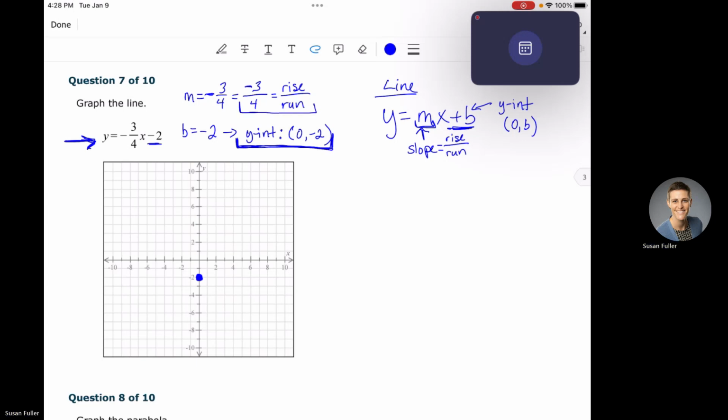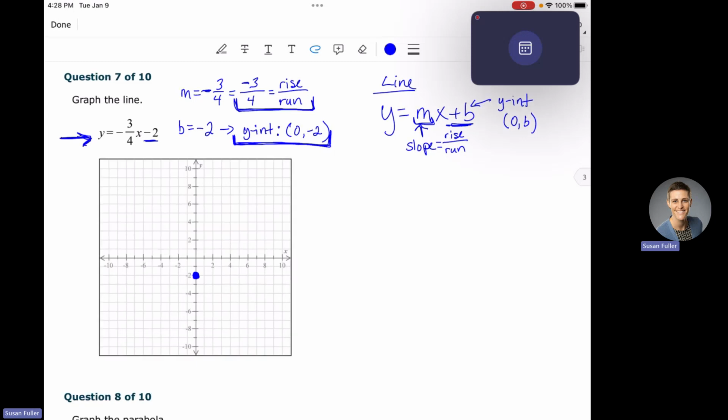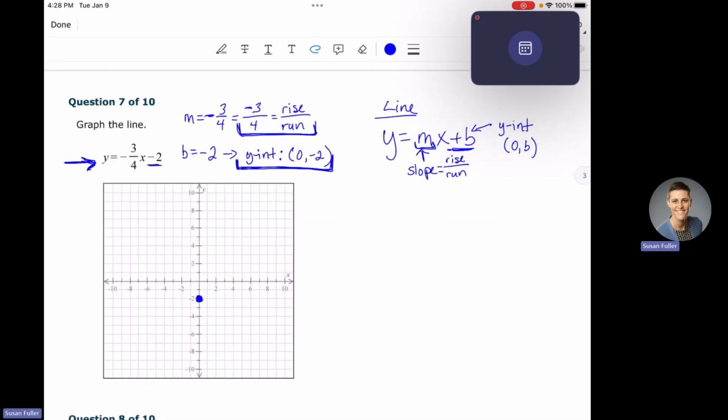Now, from your anchor, from your starting point here, you are going to use your rise and your run to move to a second point. So we are going to rise -3. That means we're going to go down 3. 1, 2, 3. So that's our rise of -3. And then we're going to run 4 to the right. 1, 2, 3, 4. We run 4 to the right.